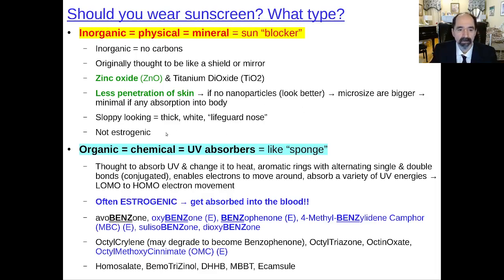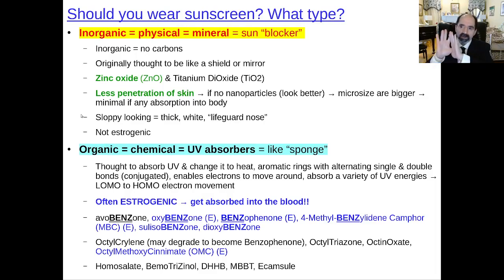Okay, so we're talking about sunscreens, and there's two main types of sunscreen. So the first type is inorganic. Inorganic means without carbons. The inorganic sunscreens are also called physical because it implies a physical blocker of the sunlight. And they're also called mineral because they're made out of minerals, so to speak. And so these are sun blockers. And there's only two of them. There's zinc oxide and titanium dioxide.